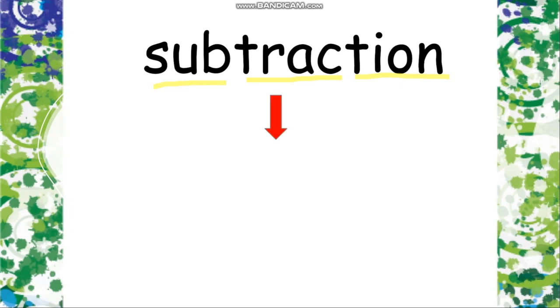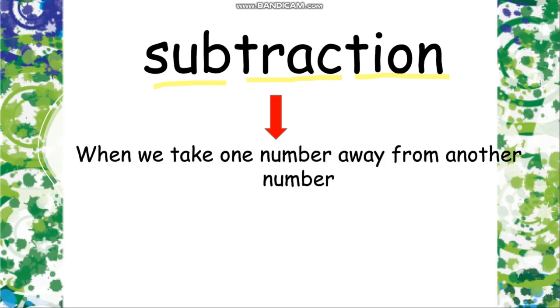Now we have already seen the meaning of subtraction. I had told you. Do you remember? Let us repeat once again. When we take one number away from another number, it is called subtraction. For example, 5 minus 2 equals 3. So from 5, I am taking away 2. So it will give me the answer 3. Now let us look at our next word.